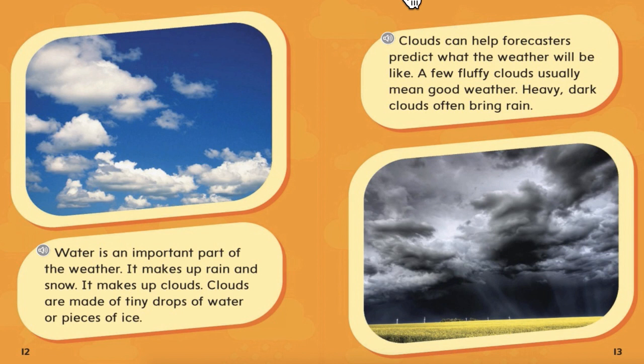Water is an important part of the weather. It makes up rain and snow. It makes up clouds. Clouds are made of tiny drops of water or pieces of ice. Clouds can help forecasters predict what the weather will be like. A few fluffy clouds usually mean good weather. Heavy, dark clouds often bring rain.